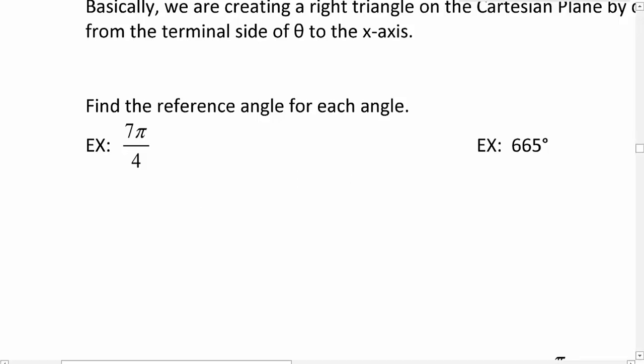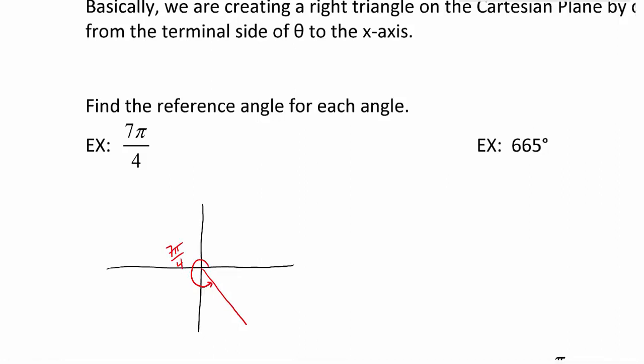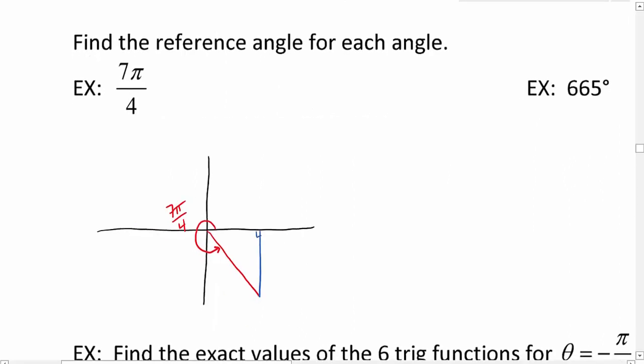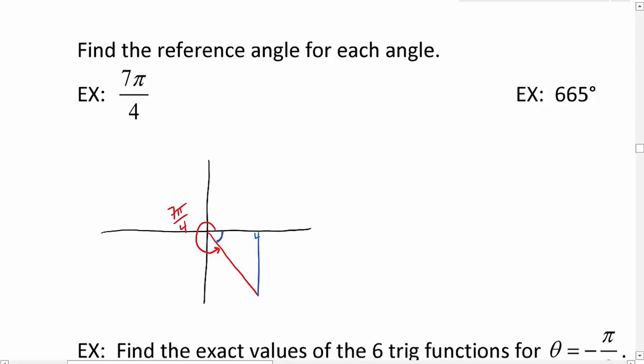So let's put this on our unit circle on the Cartesian plane. 7 pi over 4 is right here in our fourth quadrant. And we're going to drop a perpendicular to the x-axis. And our reference angle is going to be this angle here. It's always going to be acute, and it's always going to be positive.